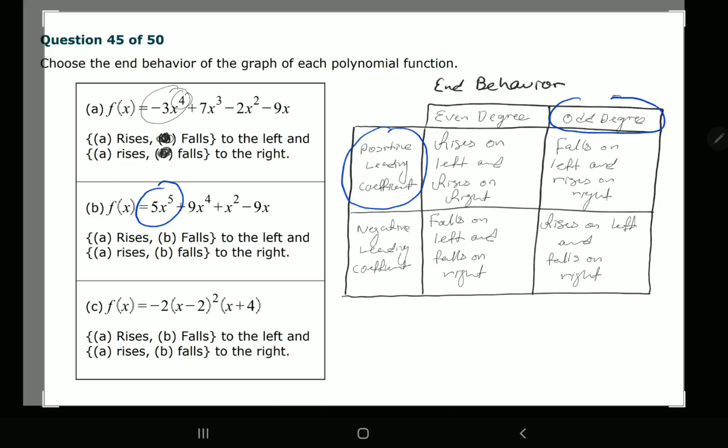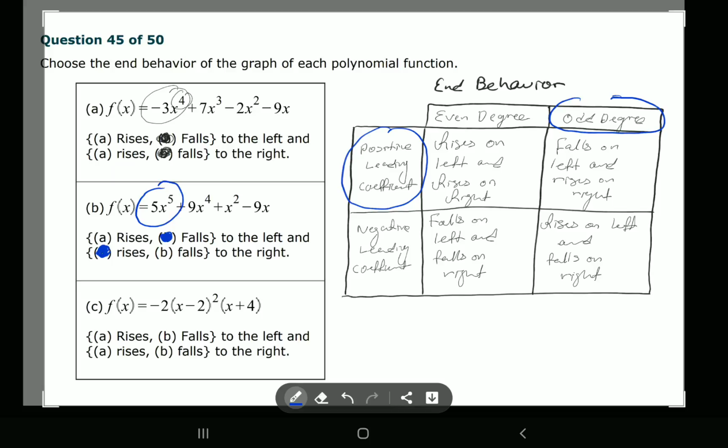So that means my end behavior is going to fall on the left and rise on the right. Please don't confuse the two. The degree is the exponent. The coefficient is the number that's being multiplied in front of the variable.